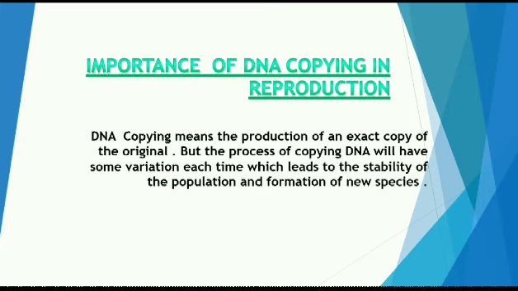Suppose half of the chromosomes come from the father. That half of the chromosomes present in the father's body makes a copy. That is called DNA copying, and the same is the case in the mother. So DNA copying is also necessary. Okay, DNA copy means the production of an exact copy of the original, but the process of DNA copying will have some variations.